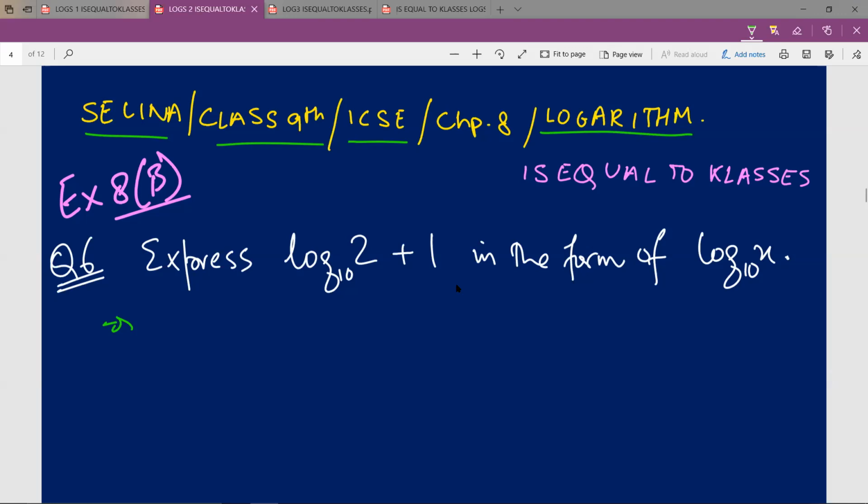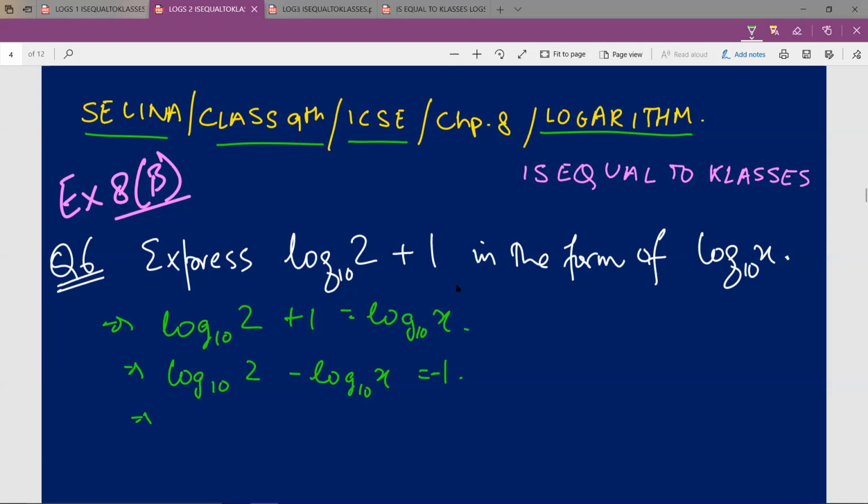Now simply you have to formulate an equation. So log of 2 to the base 10 plus 1 is equal to log of x to the base 10. Now over here, I could write this as log of 2 to the base 10 minus log of x to the base 10 is equal to 1 minus 1. Why? Because the log of x to the base 10 in the RHS came to the LHS and became minus log of x to the base 10, and plus 1 in the LHS came to the RHS and became minus 1.